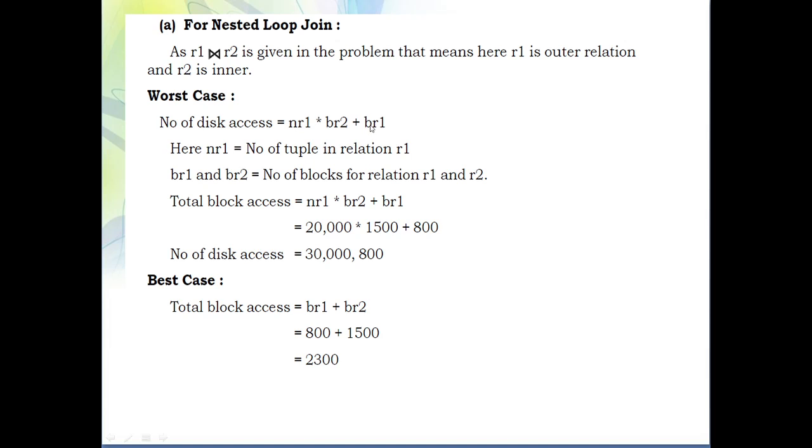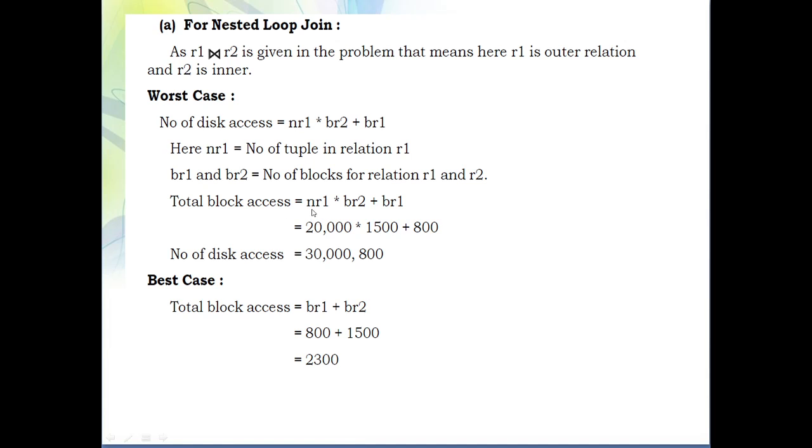So this is a formula to calculate the number of block accesses required in nested loop join, in which case? In the worst case. And what is nr1? Number of rows present in relation r1. And br2 means number of blocks present in relation r2. br1 means number of blocks present in relation r1.